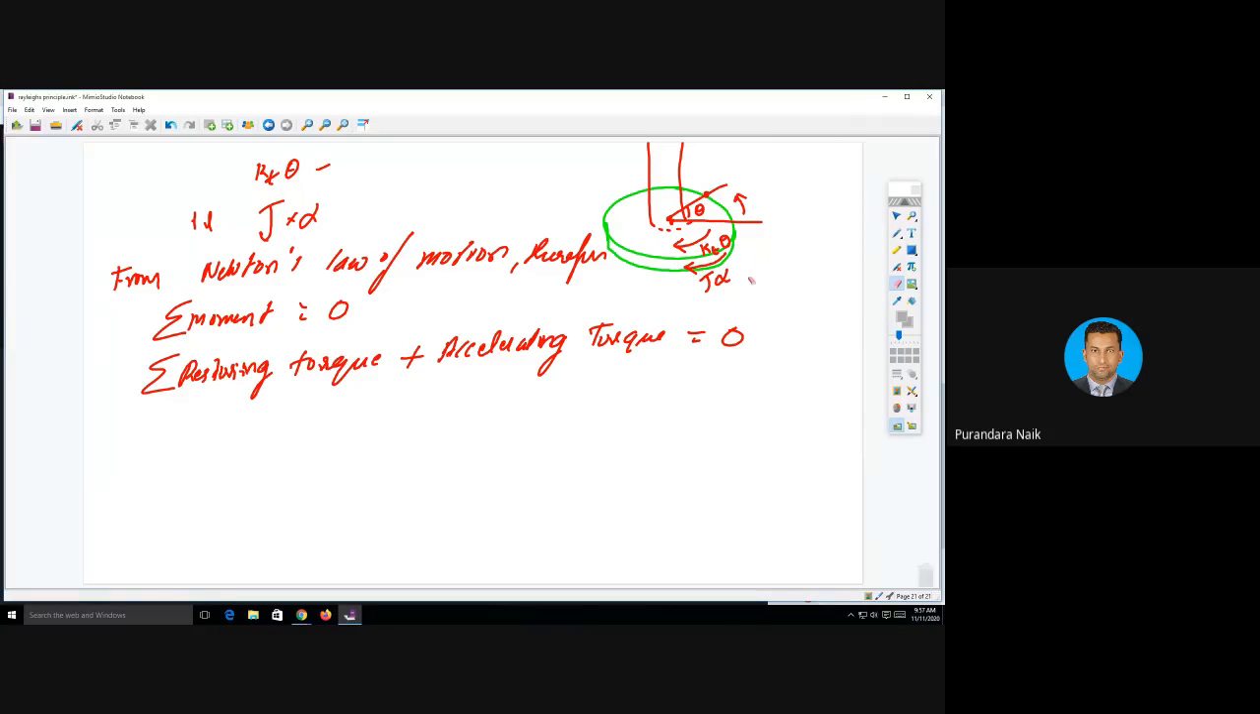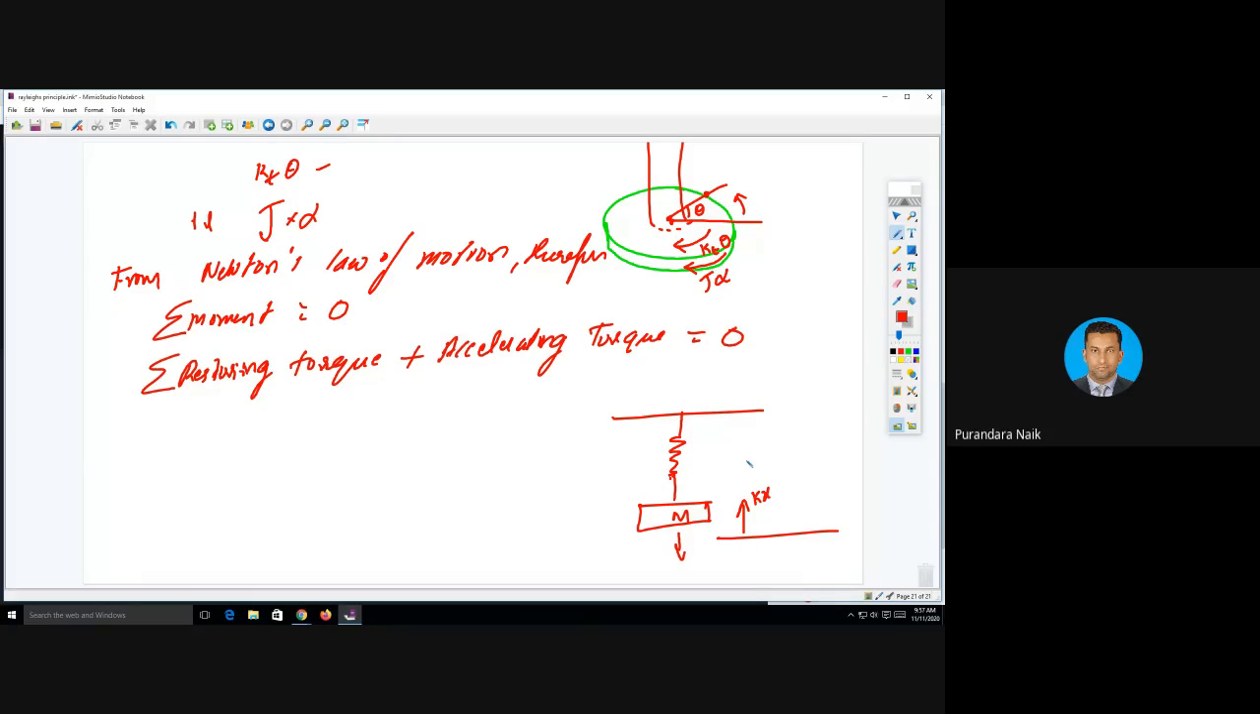Please remember, in the spring mass system also we have done the same thing, right? I can show you. Look at this, this is the spring mass system. If you pull it down, it will reach somewhere here. The spring force is K into X.